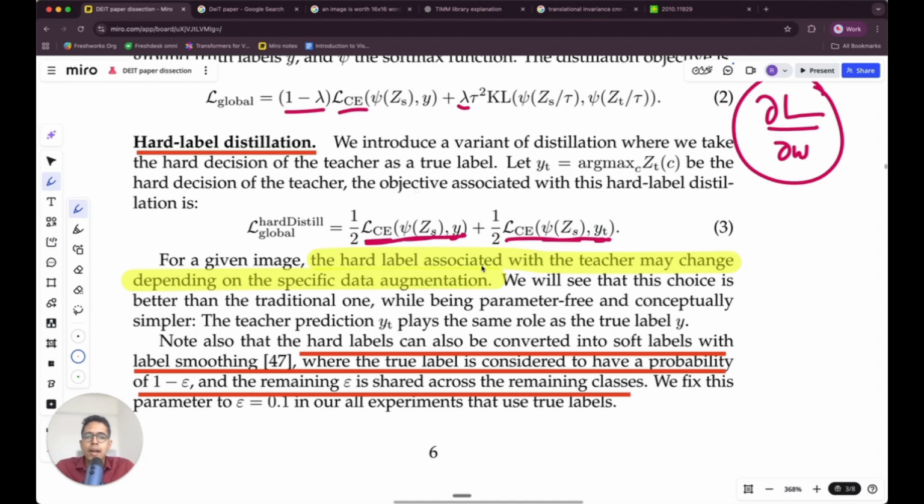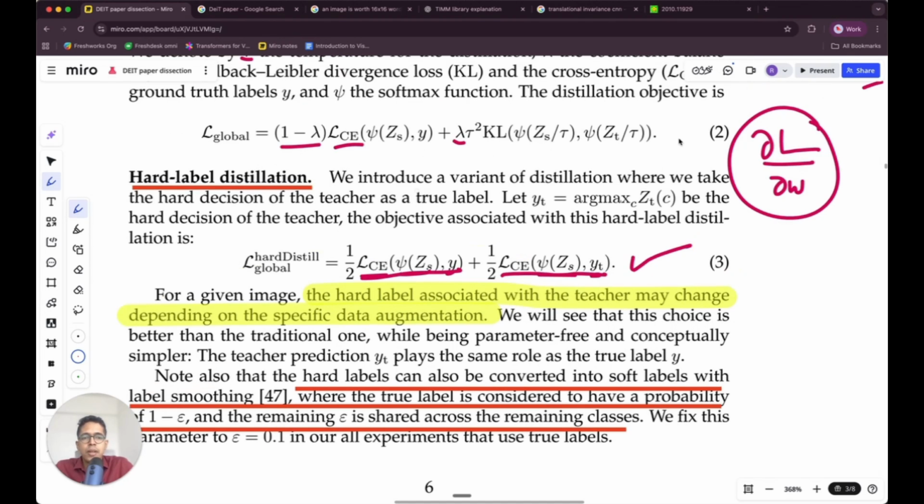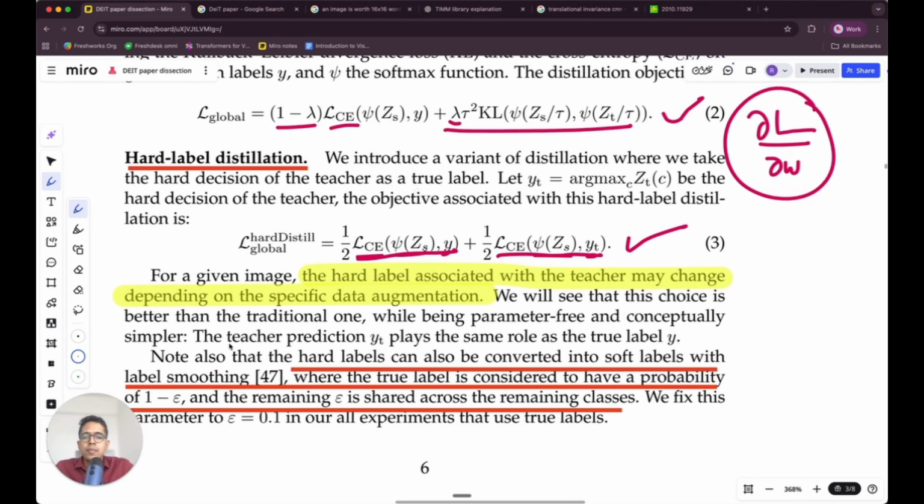For a given image, the hard label associated with the teacher may change depending on the specific data augmentation. As you saw, if there is a cat somewhere in the corner and we crop the image, the hard label due to the teacher may change from cat to background. We will see that this choice is better than the traditional one while being parameter free and conceptually simpler. So this is conceptually simpler than this, because here you have to take KL divergence and more parameters, and here it's not there. The teacher prediction YT also plays the same role as the true label Y.